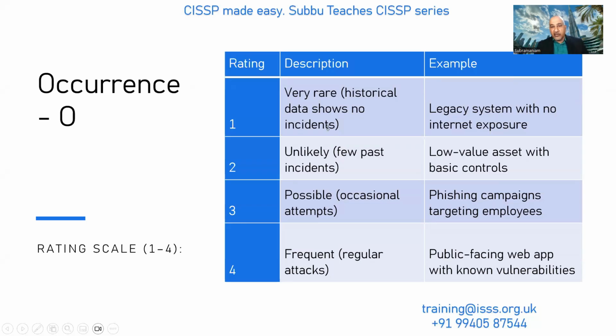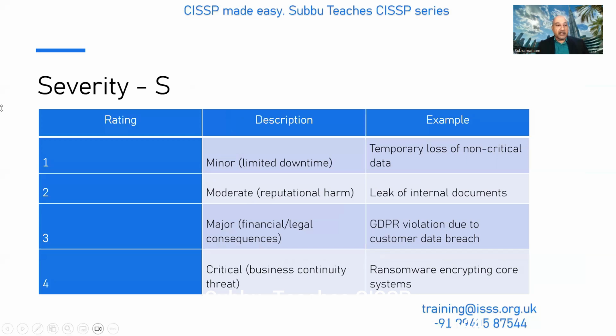Occurrence: 1, 2, 3, 4, very rare, unlikely, possible, frequent. If it's going to be very frequent, then it's 4. If it might or might not happen, but there's no possibility of it not happening, then it'll be very rare. And severity, the impact: a minor downtime is 1, moderate is 2, 3 is for major, and 4 is for critical.